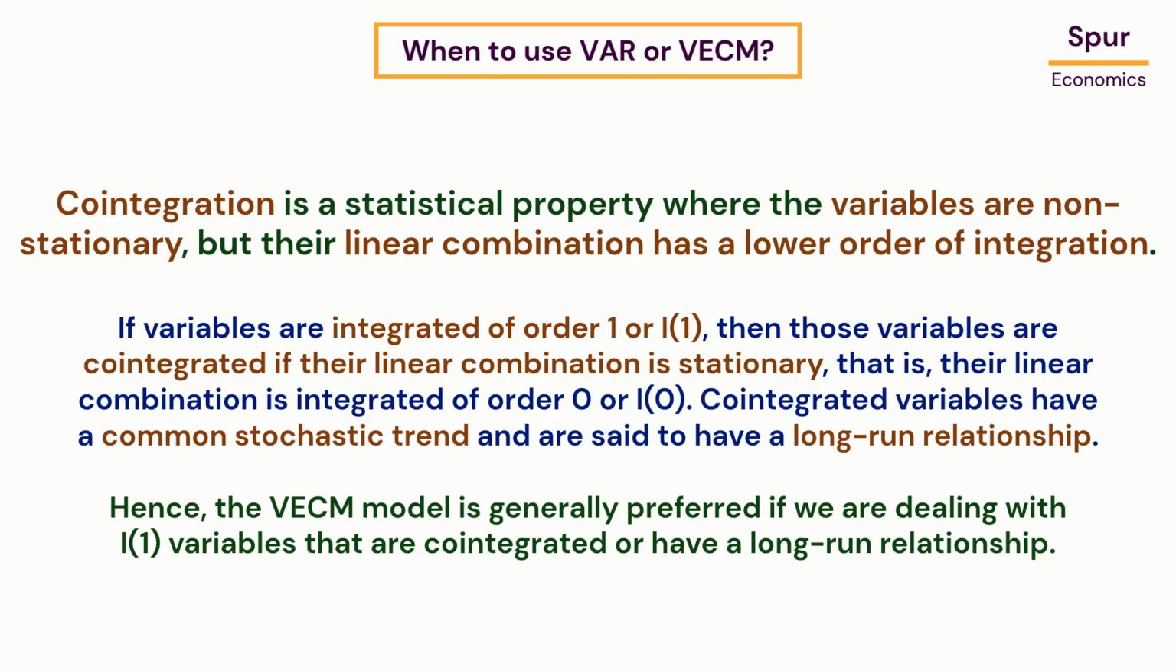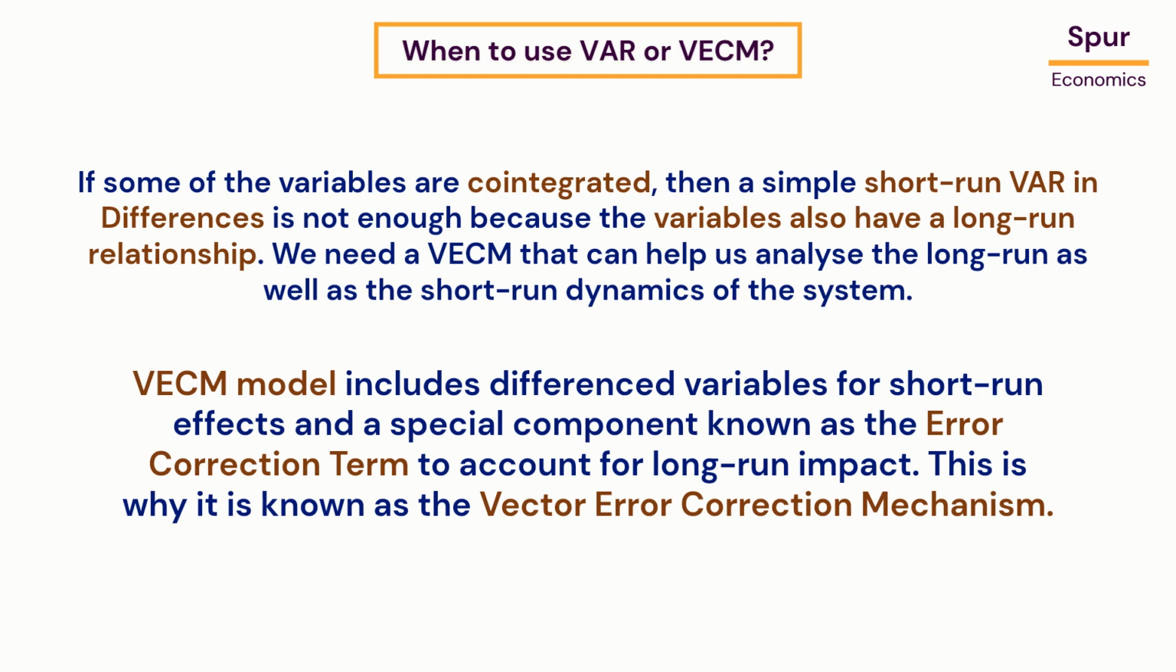Cointegrated variables have a common stochastic trend and are said to have a long-run relationship. Hence, the VECM model is preferred if we are dealing with I(1) variables that are cointegrated or have a long-run relationship. If some of the variables are cointegrated, then a simple short-run VAR in differences is not enough because the variables also have a long-run relationship. We need a VECM that can help us analyze the long-run as well as the short-run dynamics of the system. VECM model includes differenced variables for short-run effects and a special component known as the error correction term to account for long-run impact. This is why it is known as the vector error correction mechanism.